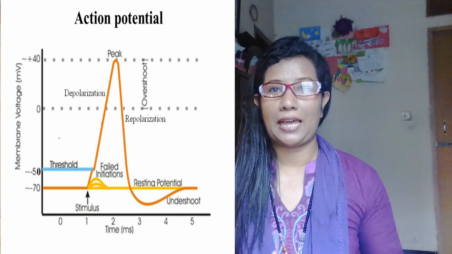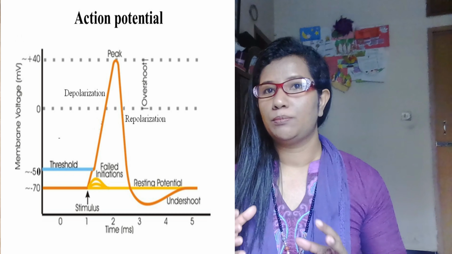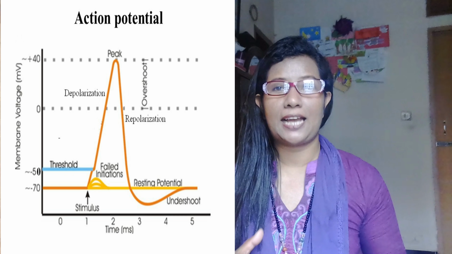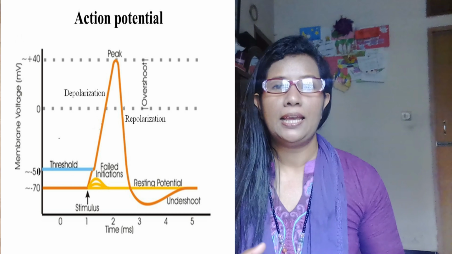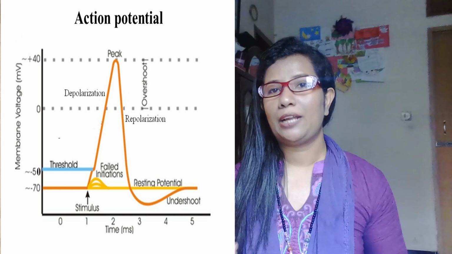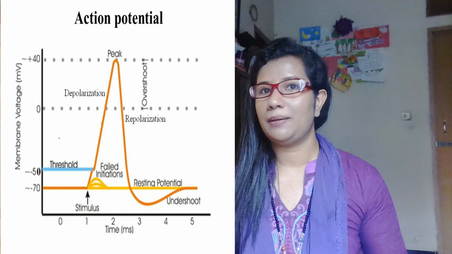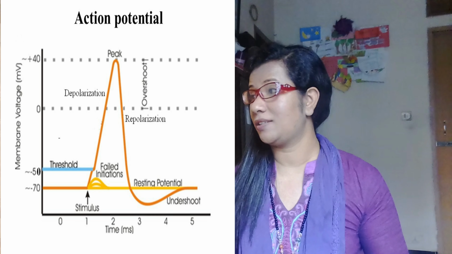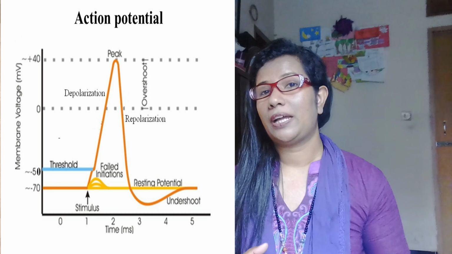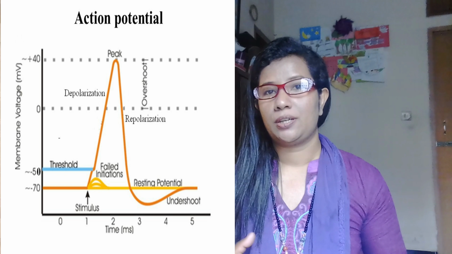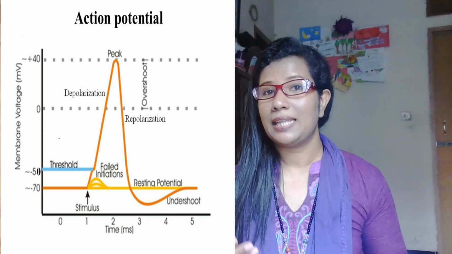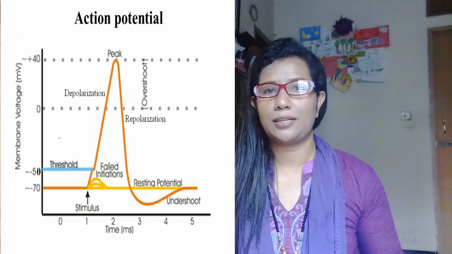Action potentials are only generated if the potential difference reaches a value between minus 60 millivolt and minus 50 millivolt, and this value is the threshold potential. If it's less than this, then an action potential doesn't occur.